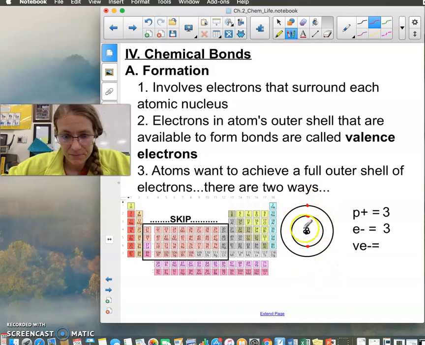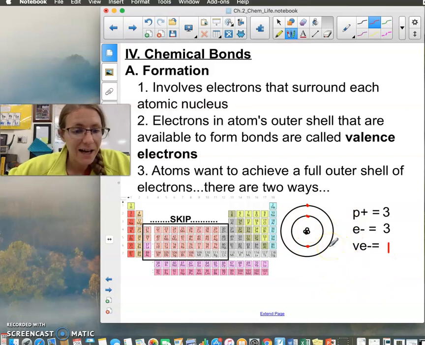So I drew it. I have 3 protons, I have 3 electrons, and the question is, how many valence electrons do you have? You look at the outermost energy shell. Now look, there's only 1. I have 1 valence electron.